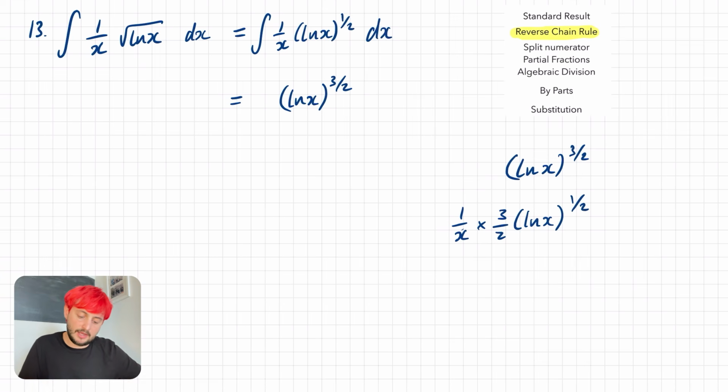So it looks like I've nearly got exactly what I wanted here. I've got the 1 over x and the ln x to the half, but I've got a 3 over 2. So to counteract a 3 over 2, I'm going to have a 2 over 3. So kind of weird for this one, but it does just go to a 2 over 3 ln x to the power of 3 over 2 plus c.